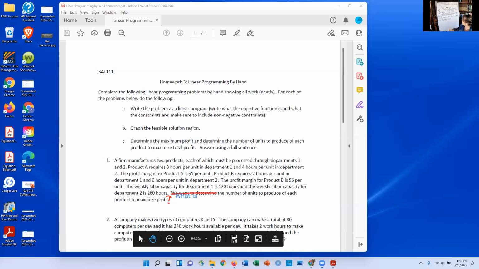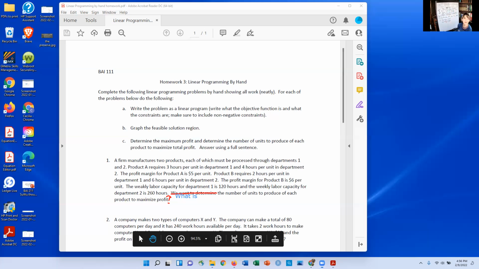And then I'm going to go to my second row, and I'm going to use the 4 and the 6 and the less than or equal to 260 to come up with the second inequality. So 4x plus 6y is less than or equal to 260.